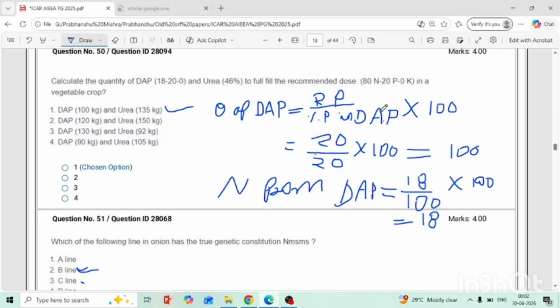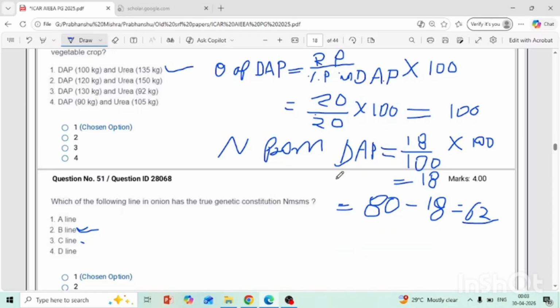Then you reduce this amount of nitrogen from the total. How much is required? 80 kg. So from 80 kg minus 18 kg, you get 62 kg. Now you want to apply the 62 kg from the urea.